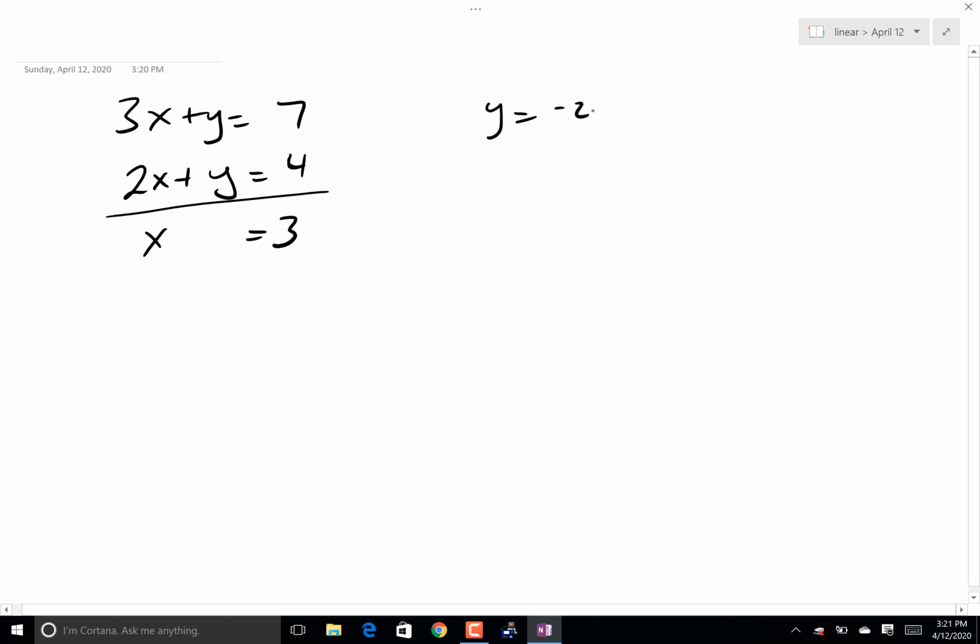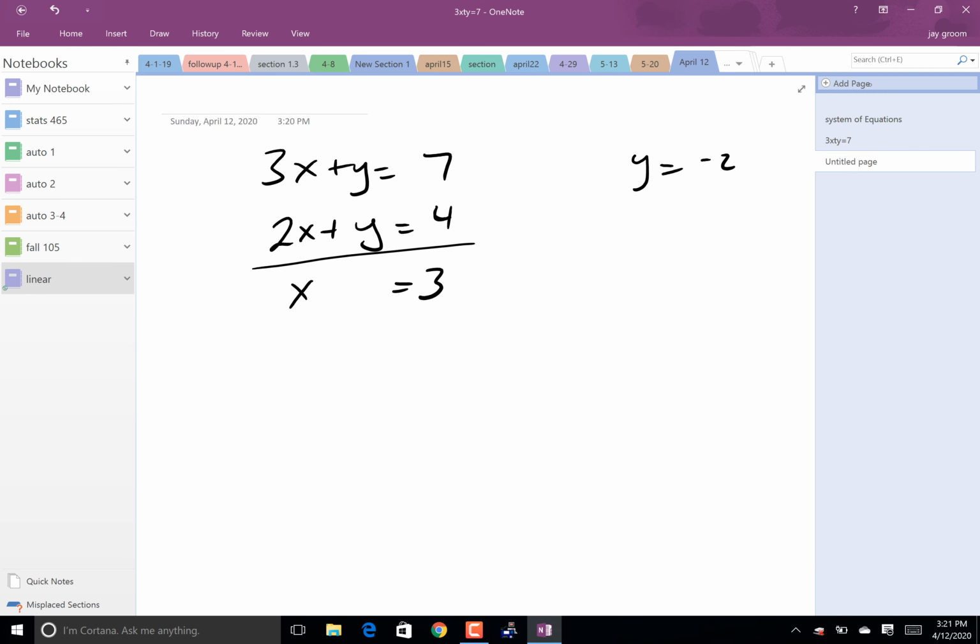I don't really care how you go about it, whether it's this way or with graphing or any number of ways to do it. Once you get into systems of equations with 3, it gets pretty bad. It gets pretty ugly.